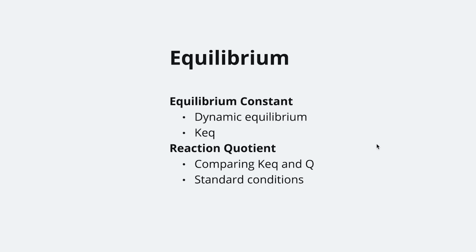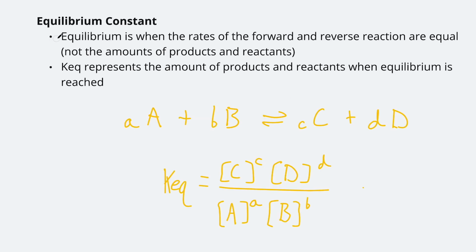MCAT tutoring. In this video, we're going to start going over equilibrium, and we will start with Keq and then the reaction quotient. Equilibrium refers to when the rate of the forward reaction, so the reactants turning into products, is equal to the rate of the reverse reaction, so the products turning back into reactants. So whenever those are equal, we are in equilibrium.